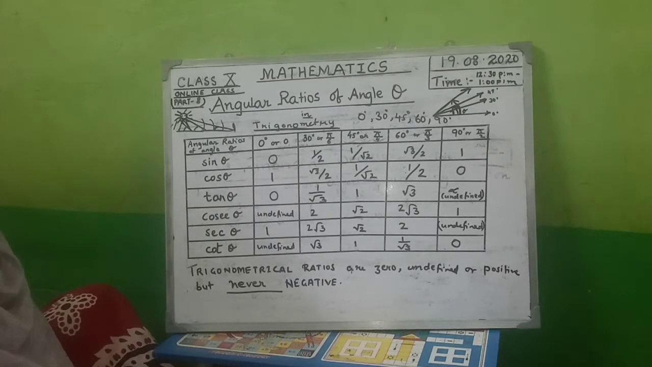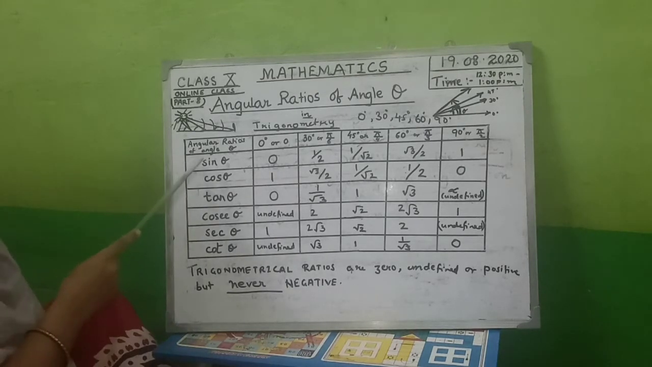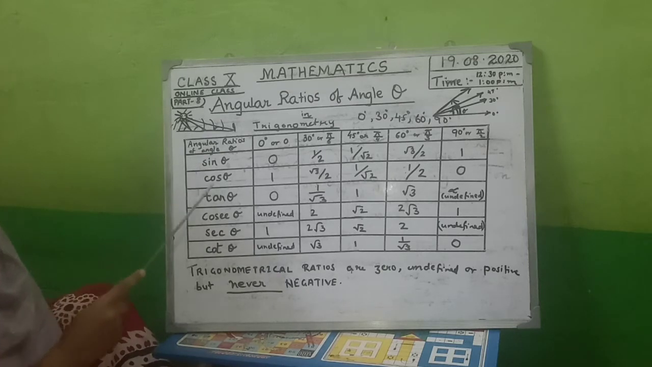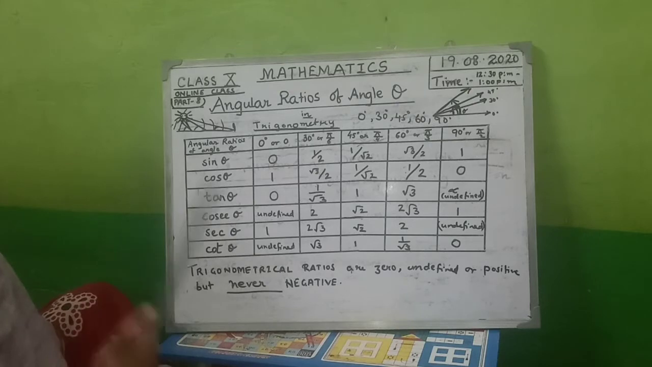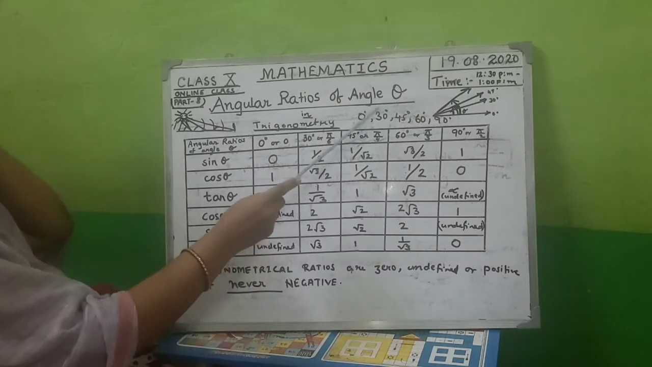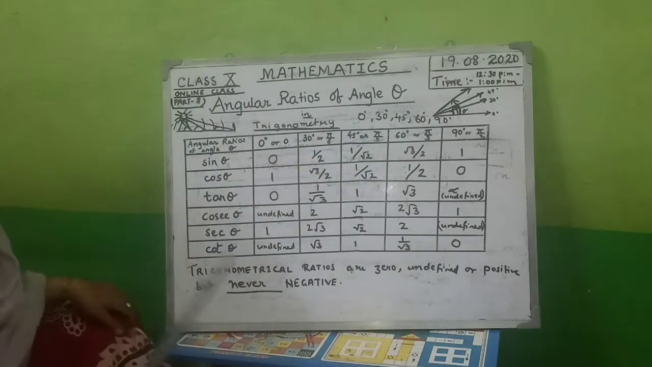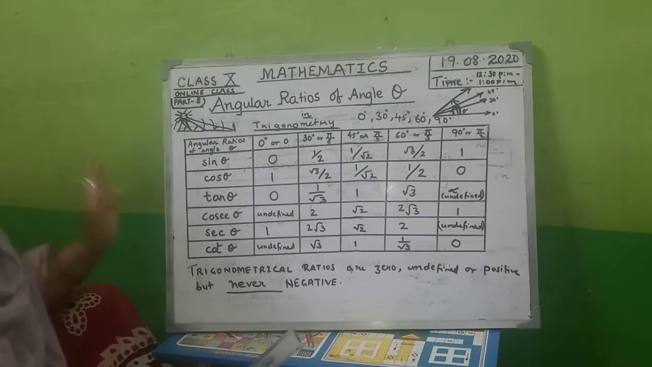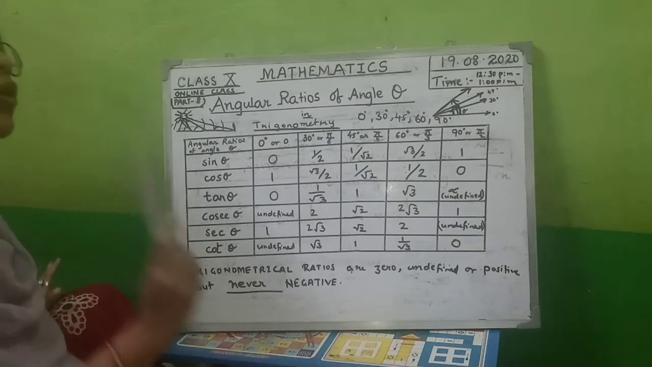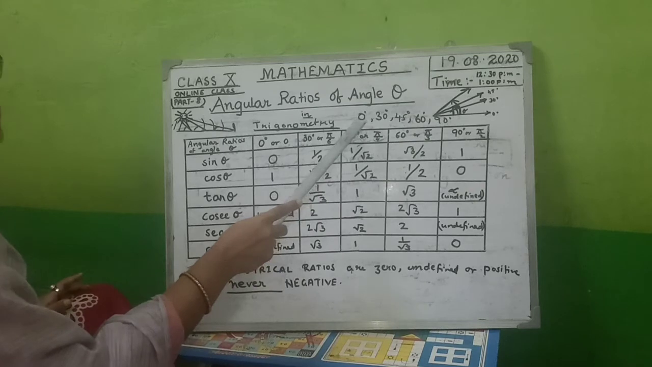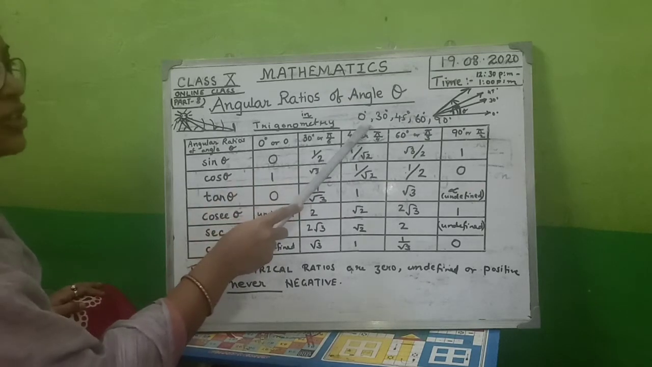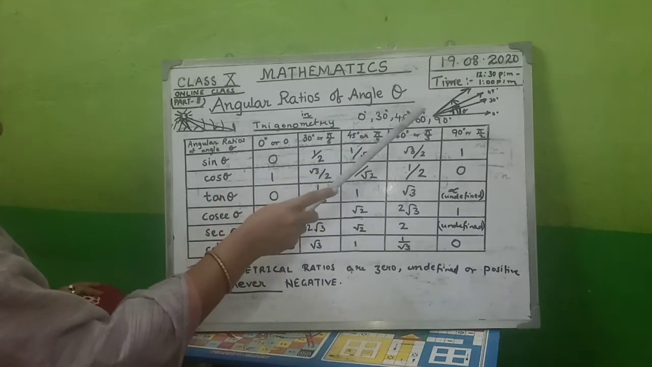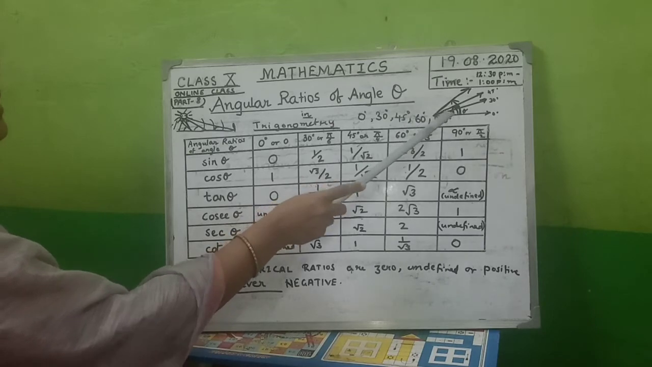Alright. For which ratios? For sin theta, cos theta, tan theta, cosec theta, sec theta and cot theta. Only 5 standard angles. Not all. You don't have to think about the other angles. Only 5 angles. What are the 5 angles? 0 degree, 30 degree, 45 degree, 60 degree, 90 degree.